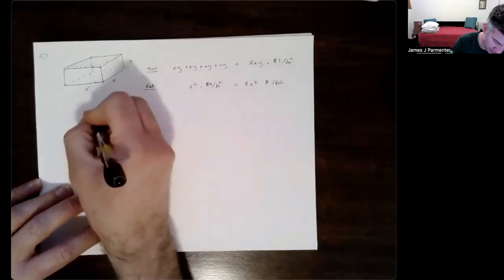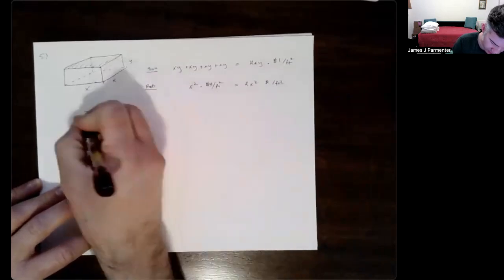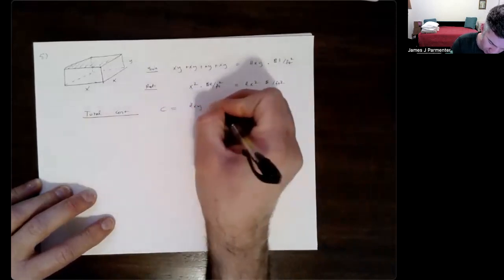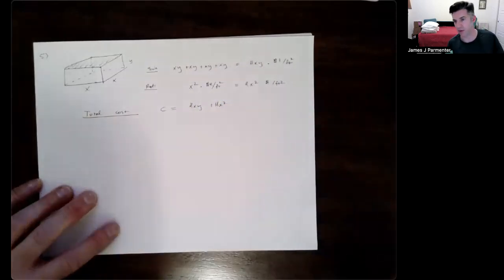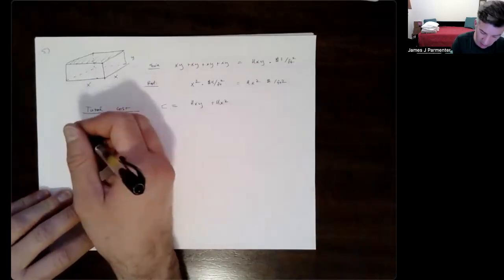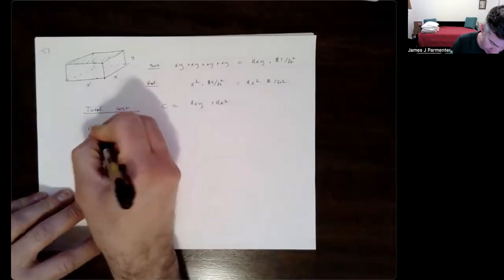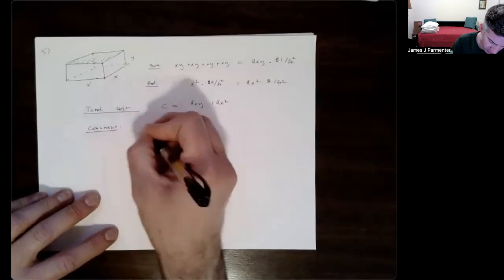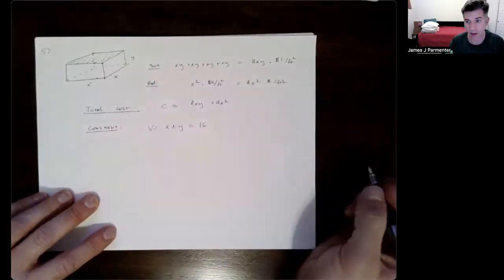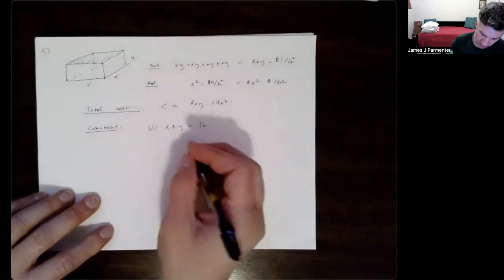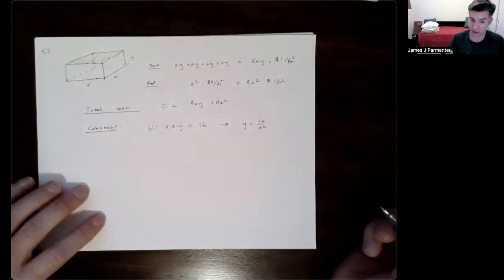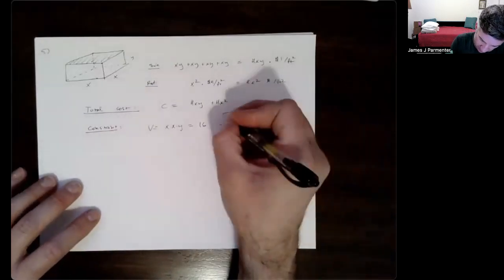So the total cost as a function of x and y is going to be C equal to this plus that, 4xy plus 4x squared. I don't need to write dollars per square foot. We know what the units are. And then we are also told that the volume needs to be 16 cubic feet. So our constraint is that the volume, which is x squared times y, is 16 cubic feet. And then, as is typical, we take our constraint and isolate a variable. I'm going to write y equal to 16 over x squared, or if you prefer, 16 times x to the negative second, and then plug that in for y right there.